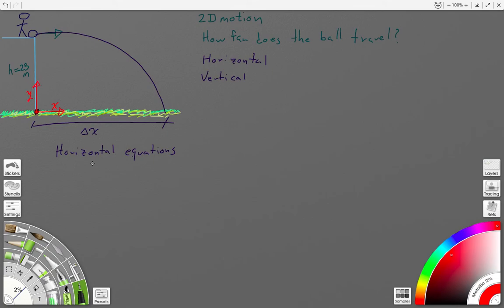So let's start with my horizontal equations. Remember that delta x is equal to Vox times t. Okay, that is basically it. Delta x is x minus x0 equals Vox times t. X0, so my origin is at 0, and therefore my delta x is simply x. Okay, so my final.